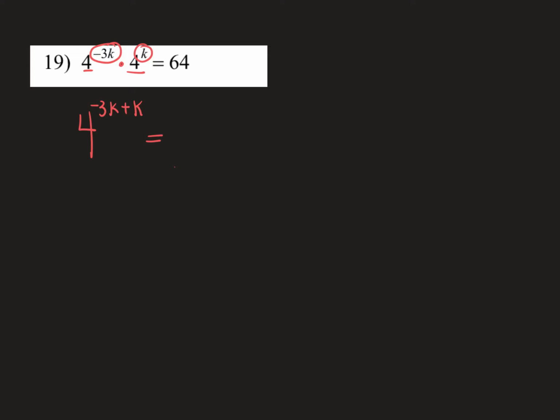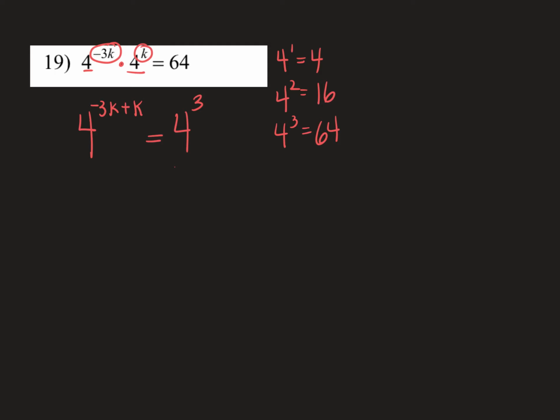Can I rewrite 64 with a base of 4? Yes. 4 to the first power is 4. 4 to the second power is 16. 4 to the third power is 64. So equals 4 to the third.